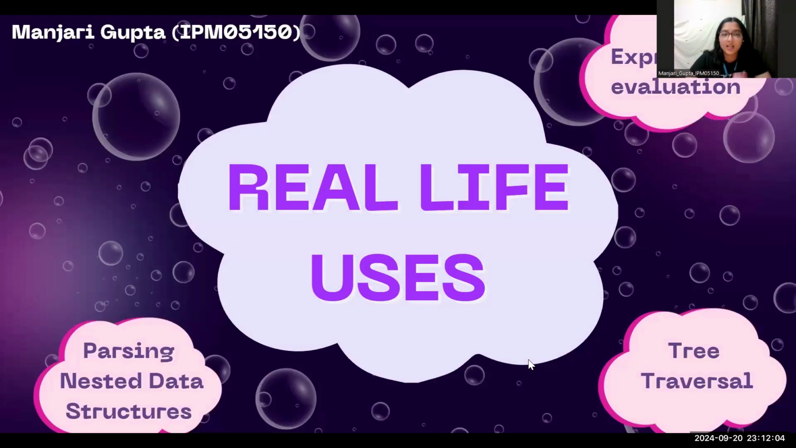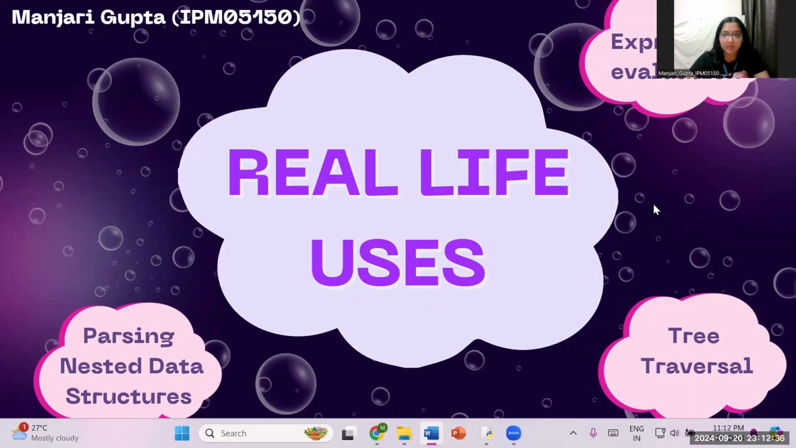So now, what are the real-life use cases of this? Firstly, parsing nested data structures, like in JSON or XML parsing, where the structure can have nested elements. Stacks with nested lists can help track where you are in the structure, ensuring that parent-child relationships are preserved. Also in tree traversal, for example a company's organizational chart, stacks can manage the depth-first search, where you explore one branch fully before moving on to the next. Also, we can use it in expression evaluation like we saw in the previous example.